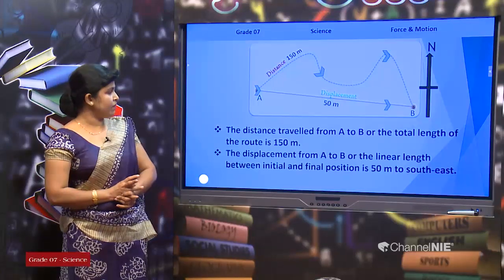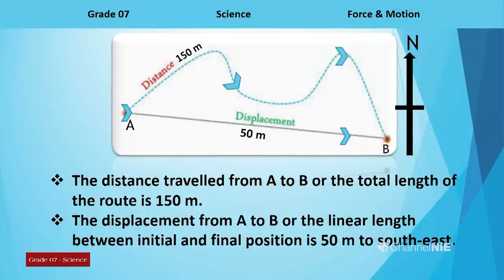The distance travelled from A to B, or the total length of the route, is 150 meters, right? You know that. The displacement from A to B, or the linear length between initial and final position, is 50 meters to southeast. That is very important. I have given you the direction, right? That is very important.